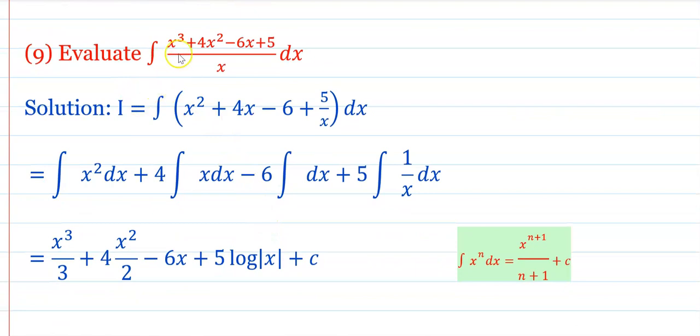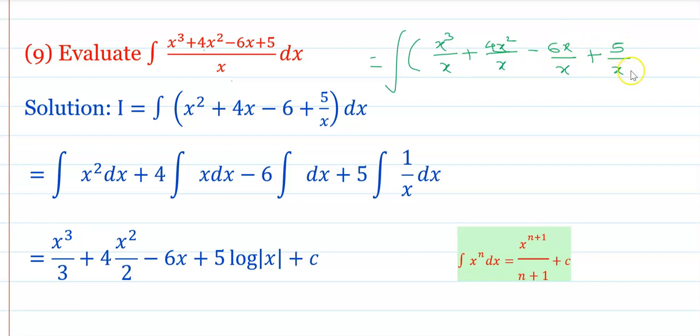Evaluate the integral of x cube plus 4x square minus 6x plus 5 upon x dx. Okay, we will split it up, that is, we will divide this x cube plus 4x square minus 6x plus 5 by x. Means what? Here, x cube upon x, plus 4x square upon x, minus 6x upon x, plus 5 upon x, bracket complete, into dx.